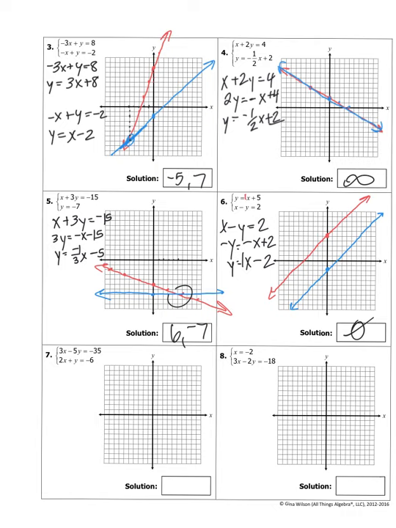Number 7. All right, got to convert both of these. 3x minus 5y equals -35. Subtract 3x from both sides. -5y equals -3x minus 35. Okay. And then divide by -5, and y equals positive 3/5 x plus 7. So negative divided by negative is a positive.